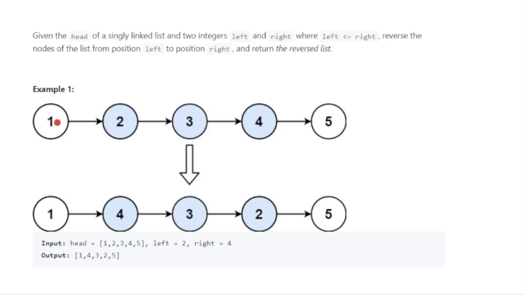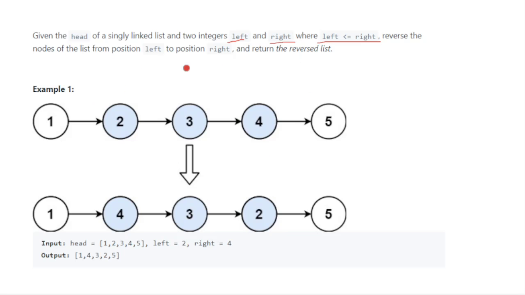The question says that you have been given the head of a linked list. That means you have a pointer that will point towards this head. You have two integers, left and right. What do this left and right do? Very first, left will always be less than or equal to right. Reverse the nodes of the list from position left to right.